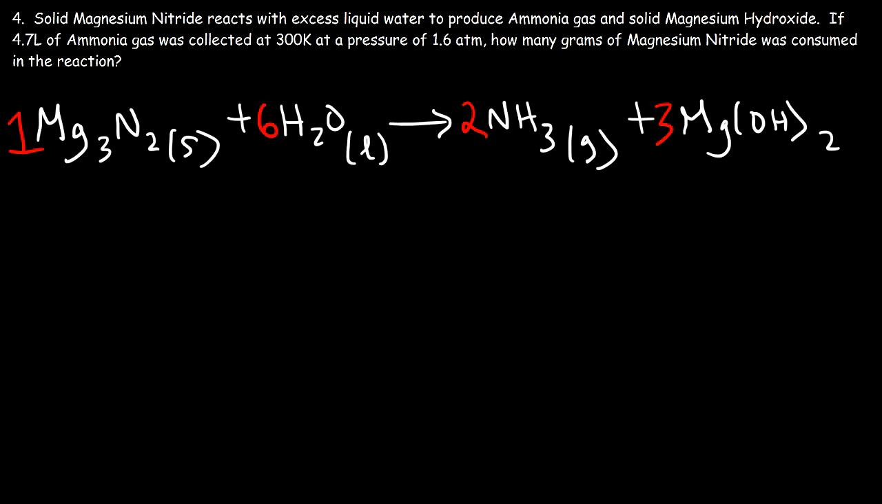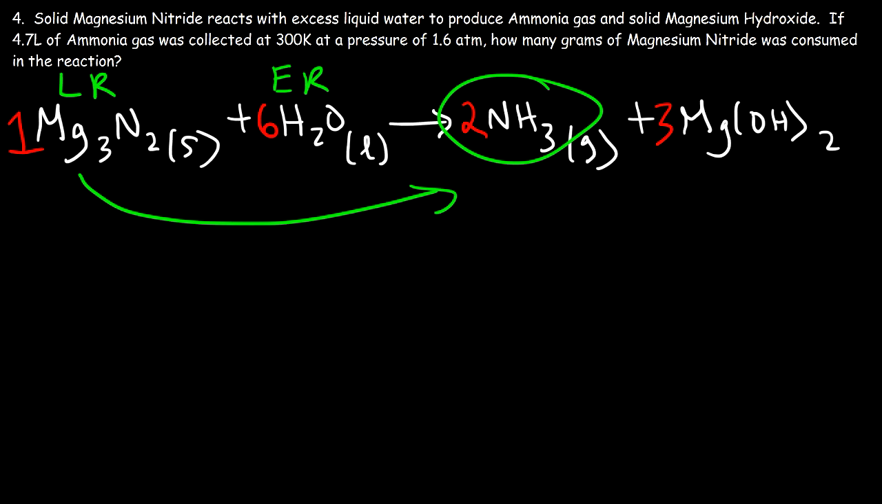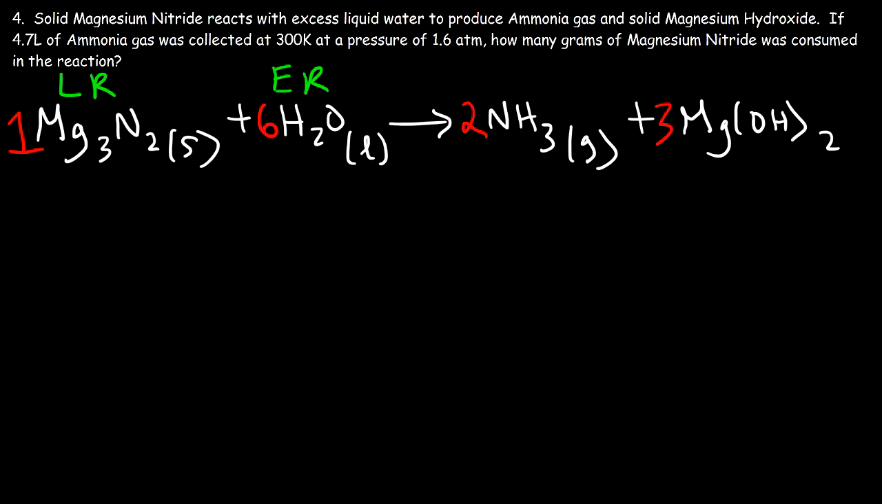Now, let's move on to solving this problem. We're told that water is the excess reagent, which means that magnesium nitride is the limiting reagent. So the amount of ammonia that's produced is directly tied to magnesium nitride. Now we're given the information for ammonia. We got the volume, the temperature, and the pressure, which means we can calculate the moles of NH3 produced. And by knowing that, we could find out how many moles of this thing reacted, which can help us to determine the grams of magnesium nitride that was consumed in the reaction.